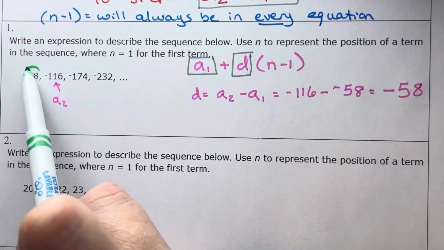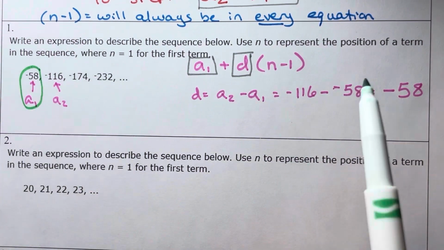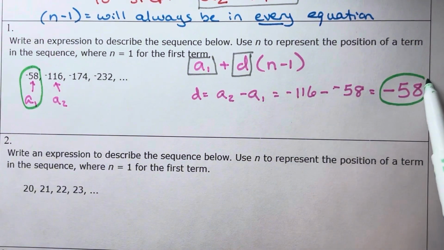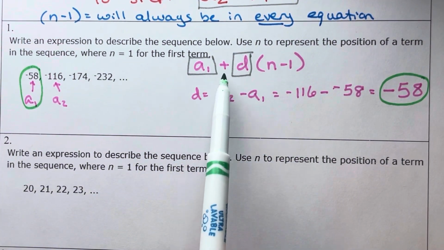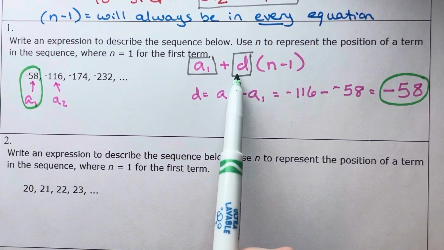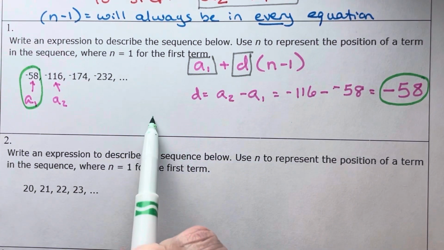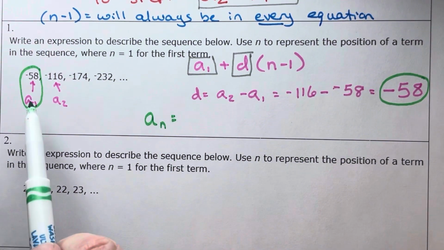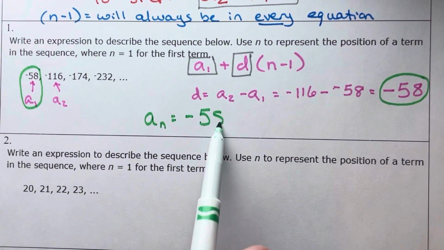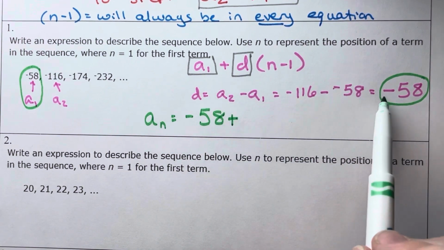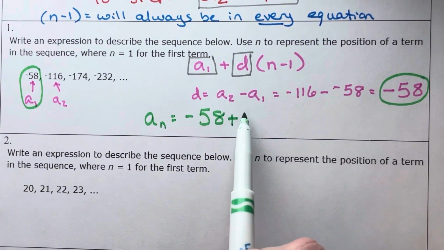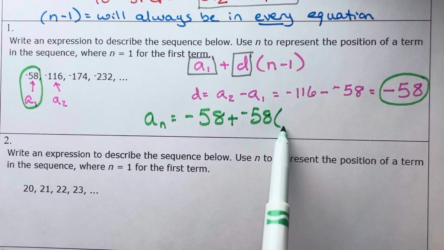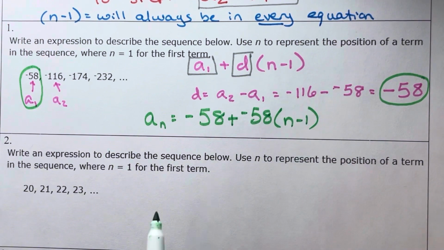Okay. Now that I know my first term, a sub 1, and d, I can place them into the appropriate locations of my equation, and I can say that the rule for this sequence will be -58 plus -58 times the quantity of n minus 1.